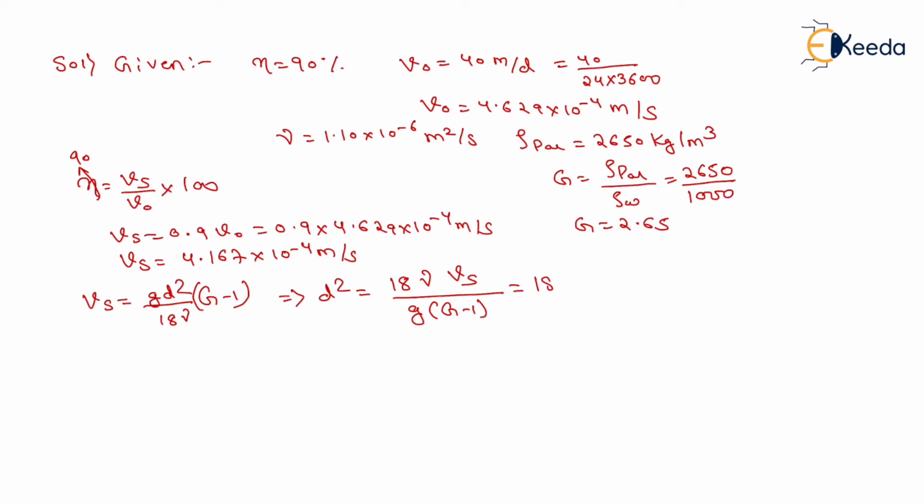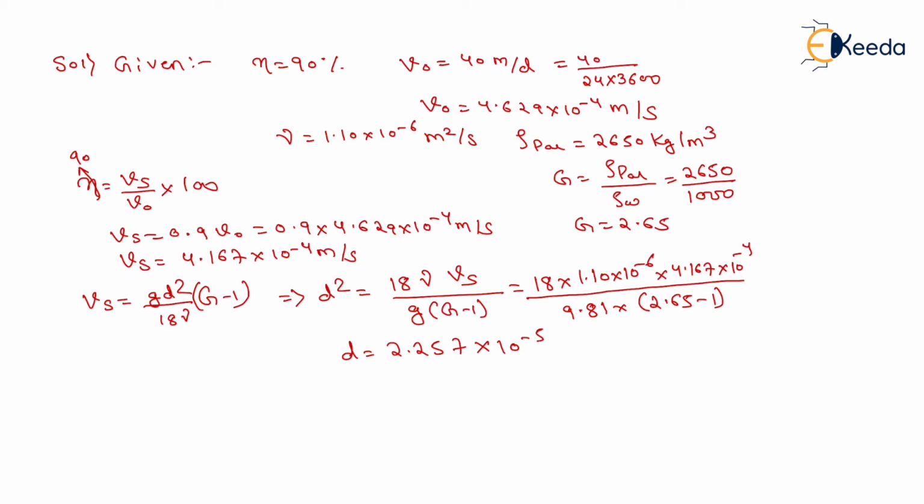So nu value will be equal to 1.10 × 10^-6, and settling velocity will be equal to 4.167 × 10^-4. Now small g will be equal to 9.81 m/s², as well as capital G will be equal to 2.65, minus 1. When you solve this whole value and compute the d value from here, it will be equal to 2.257 × 10^-5 m.